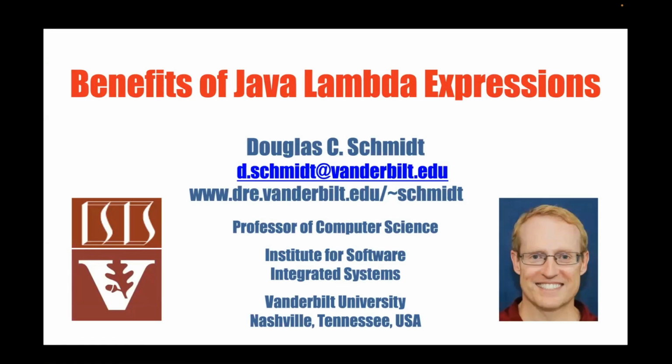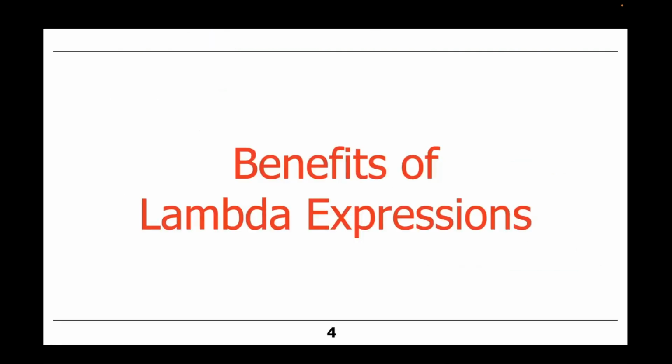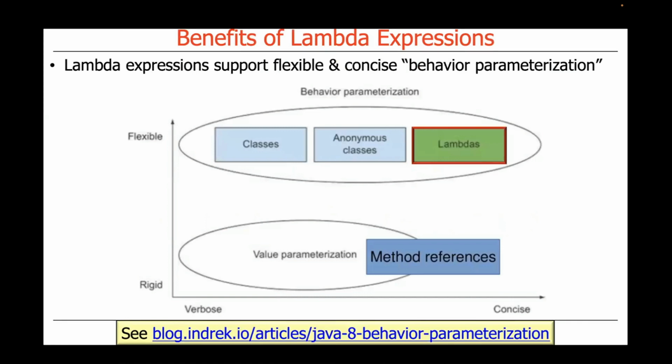So now that we've talked a bit about what a Lambda expression is, let's summarize some of the benefits of using Lambda expressions. And we'll see how they can also work with multiple parameters and make the use of multiple parameters more compact than alternatives. And we'll take a quick look at this in this slide, and then we'll take a look at the example that shows it. So what are Lambda expressions good for?